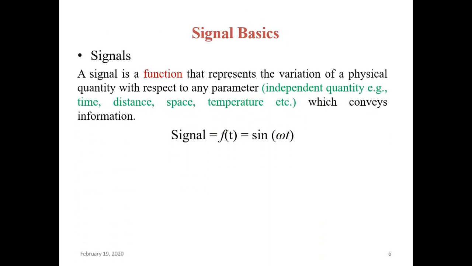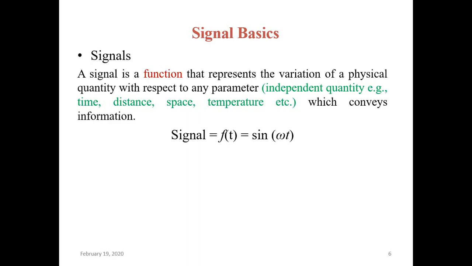Now we are in the signal basics. First of all we need to know what a signal is. A signal is a function that represents the variation of physical quantities with respect to any parameters, such as independent quantities like time, distance, space, temperature, etc. It means that a signal is just a function that represents various physical components.